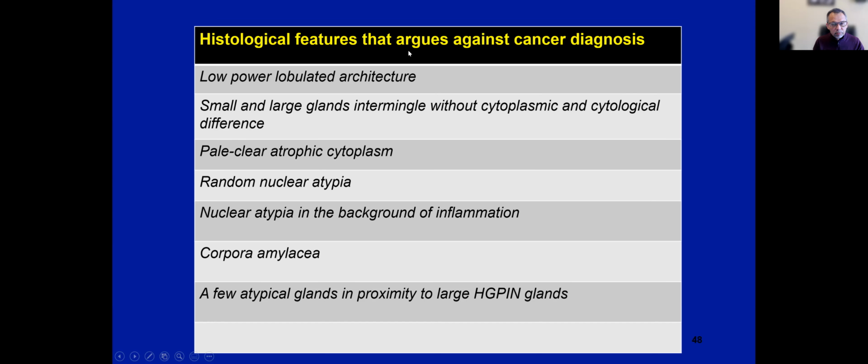There can be some histological features that may argue against a cancer diagnosis, and these are some of them I already discussed with you, but I will show you some examples. When you deal with a low power lobulated architecture, always think about benign first before you consider cancer. When you have small and large glands intermingled without cytoplasmic and cytological difference, think about adenosis or think about a benign condition. When you have a pale, clear, atrophic cytoplasm like adjacent gland, think about benign. When you have a random nuclear atypia in which some nuclei look very atypical, but some nuclei look very benign, think about a benign condition. And we saw some of these other examples.